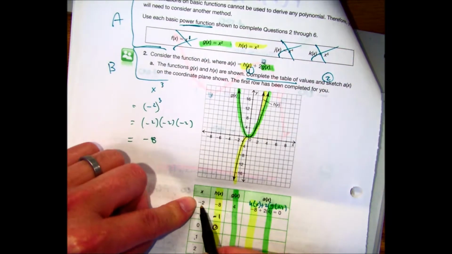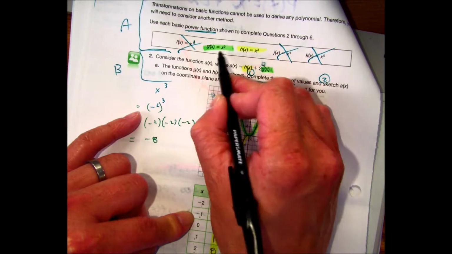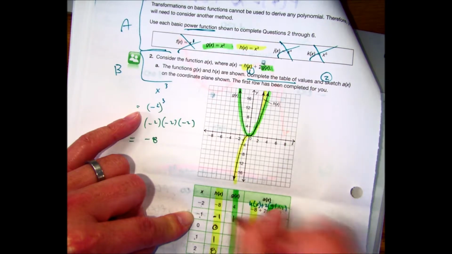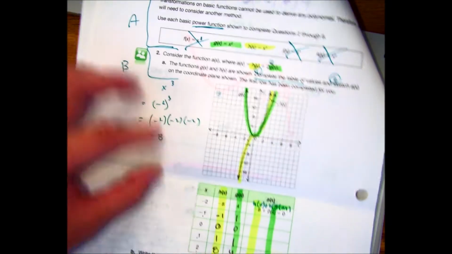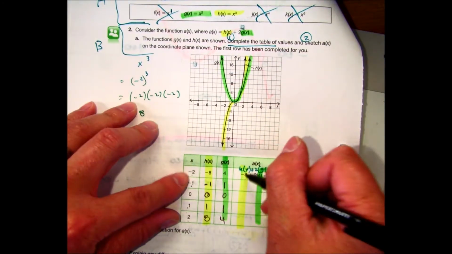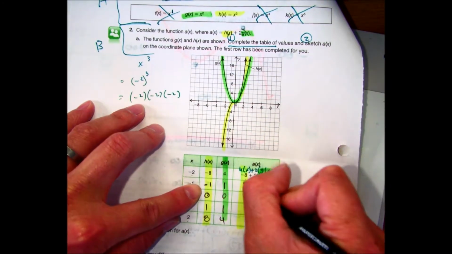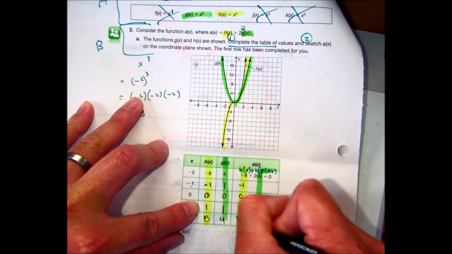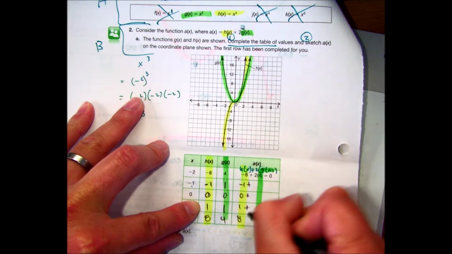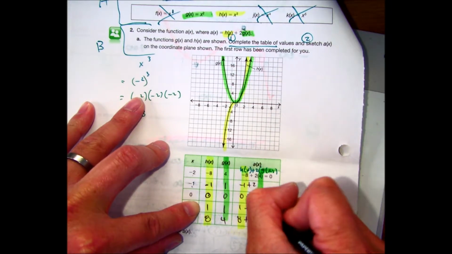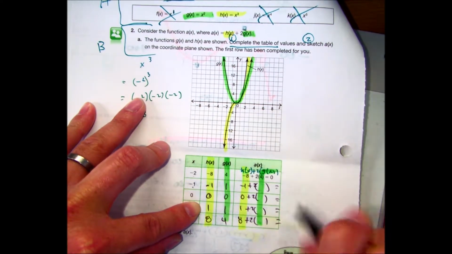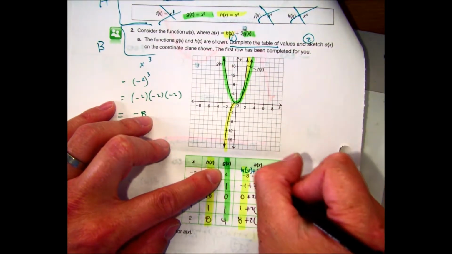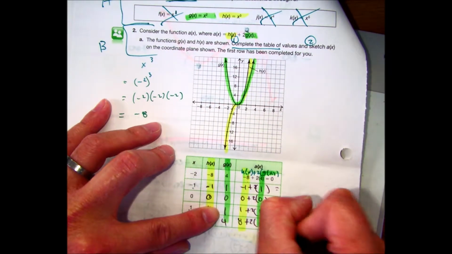G of x. I'm going to put in a negative. We already did -2. -1. -1 squared? 0 squared? 1 squared? And 2 squared. 4. So now I'm just going to repeat this yellow row, h of x, over here. And then I'm going to repeat the green row, g of x, but before I do that, I'm going to write +2, and then g of x, 4, 1, 0, 1, 4.